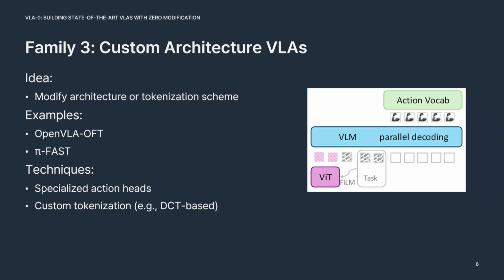The system becomes more complex, performance depends heavily on the head design, and you lose the benefit of using a foundation model as is. For DCT-based tokenization, instead of tokenizing the trajectory directly along the time axis, the trajectory is first converted into frequency components using DCT. Then the coefficients are discretized and treated as tokens. This works because actions tend to change smoothly over time, but it also makes the pipeline more complex.